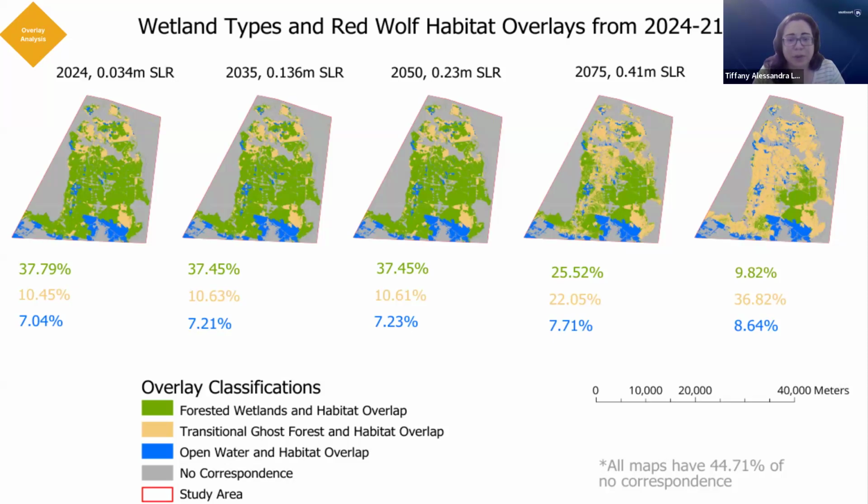Overall, there is a loss of almost 28% of forested wetlands, corresponding to an increase of about 26% transitional ghost forests and 1.6% of open water, if the conditions of the model are met with the high emissions scenario that I used. This drastically reduced coverage of forested wetlands indicates that protective policies such as restoration of remaining wetlands, habitat connectivity efforts, and buffer zones to limit saltwater intrusion must be put into place to mitigate the effects of SLR on changing wetland habitats within the red wolf habitat range.